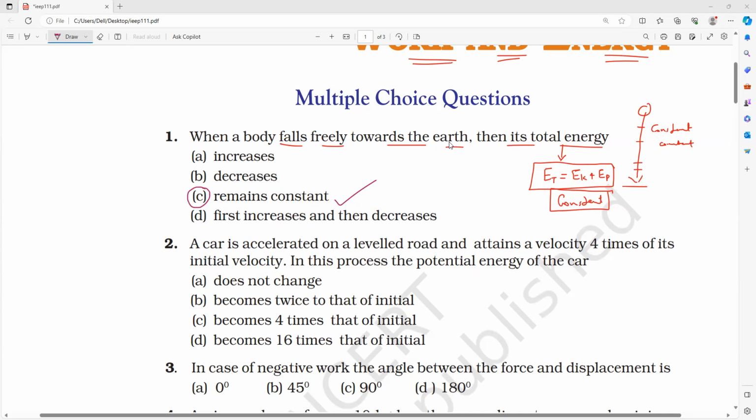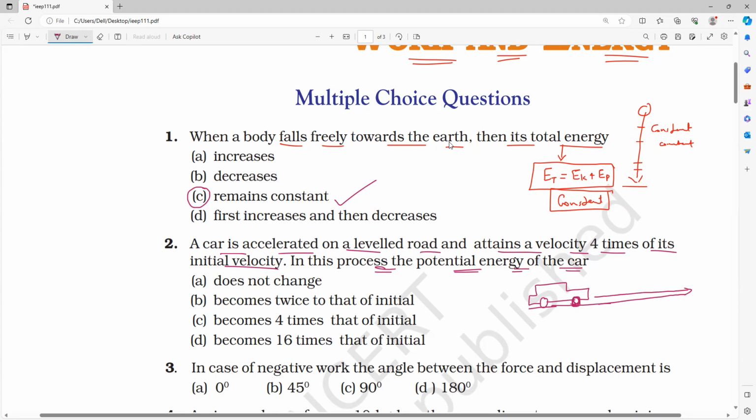Next, a car is accelerated on a leveled road and attains a velocity 4 times its initial velocity. In this process, the potential energy of the car. Traveling on a what road? A leveled road. Leveled road means its height is not changing. Position is not changing. It keeps on traveling on a leveled road.